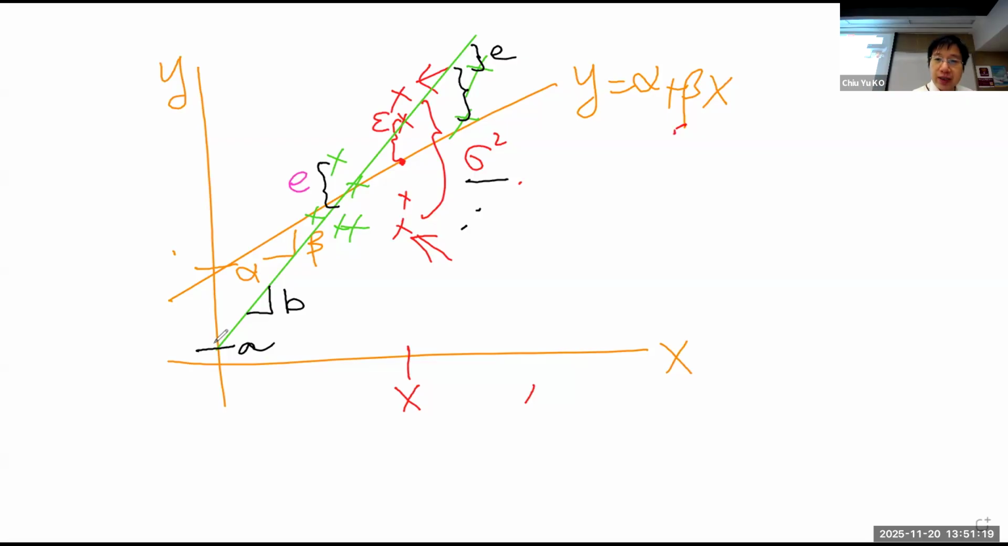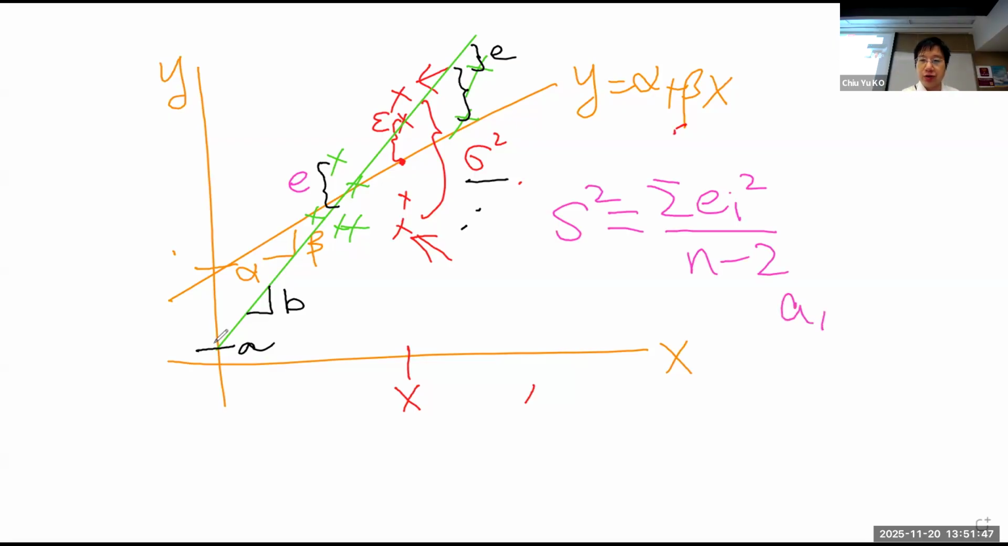It turns out that if you calculate the standard deviation for the E, this is our S square. This is the standard deviation based on your regression error. And why n-2? Because you estimate two things, the A and B, so you estimate two parameters. So that's why you have to subtract 2.